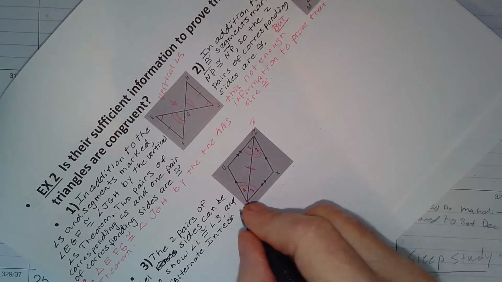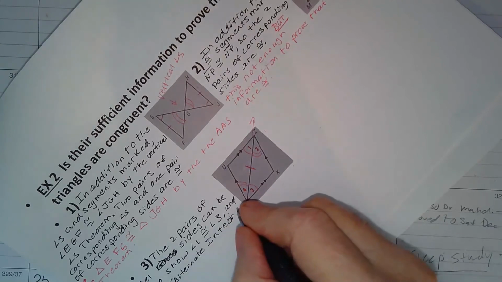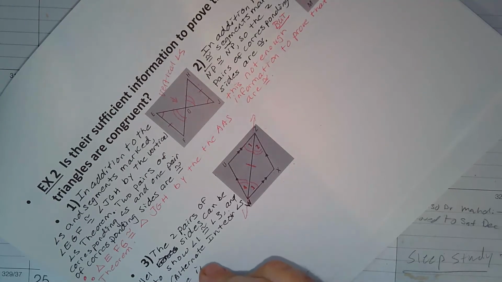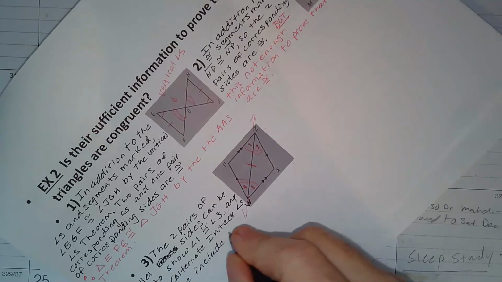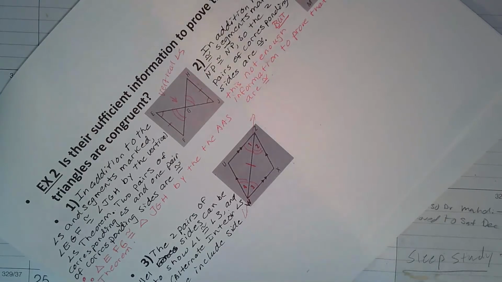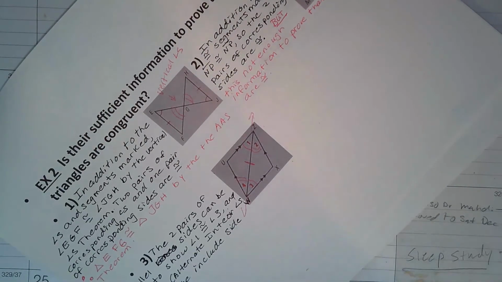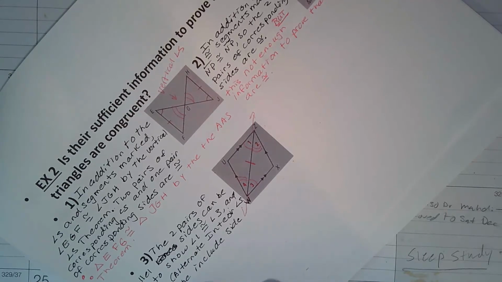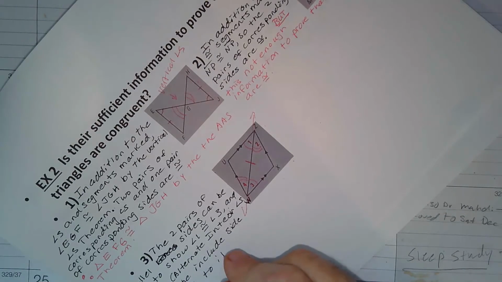Interior, I misspelled that. Angles. And because the included side is congruent to itself, so this is WZ. Let's put WZ is congruent to itself.